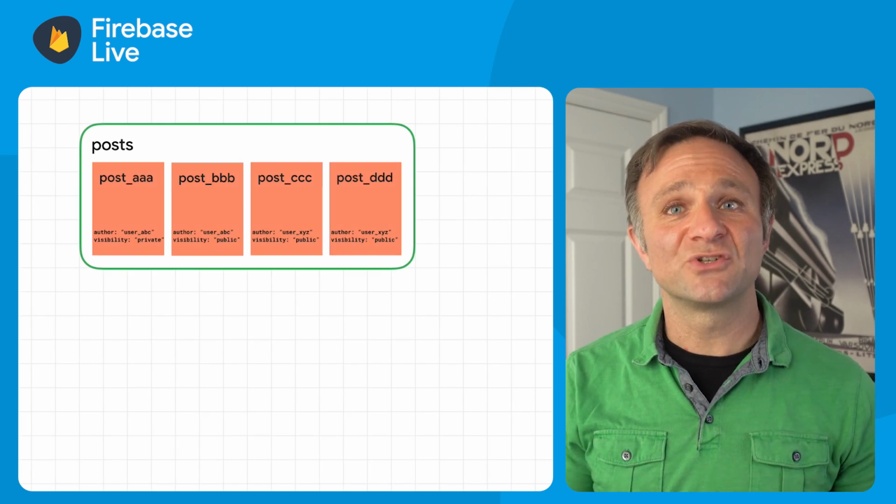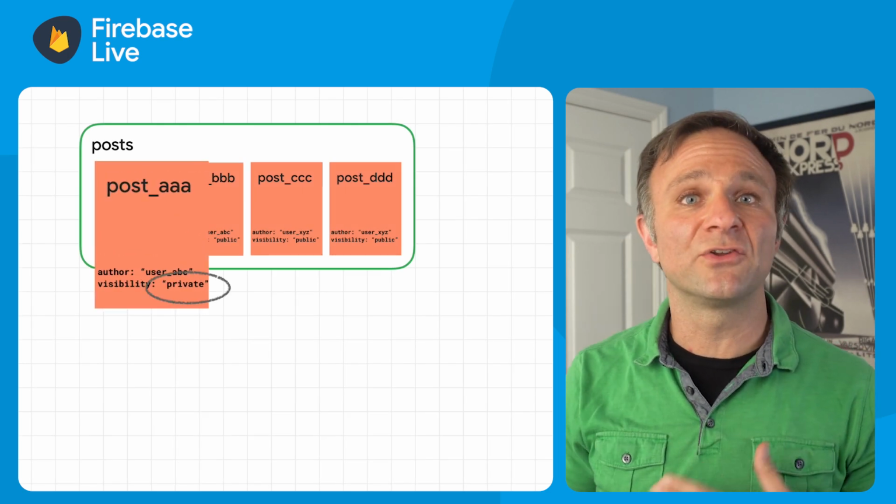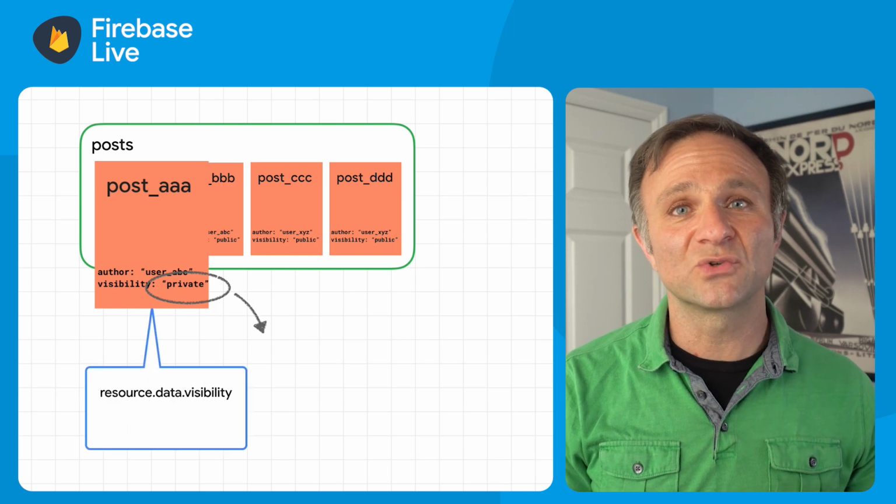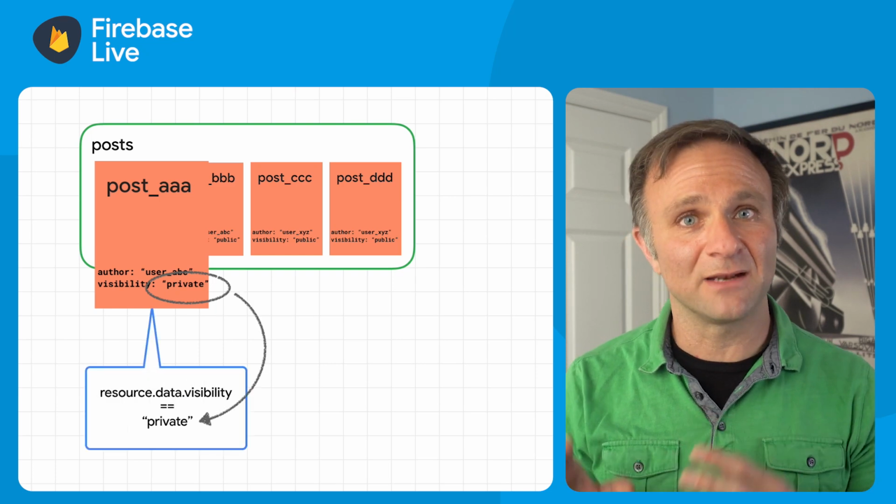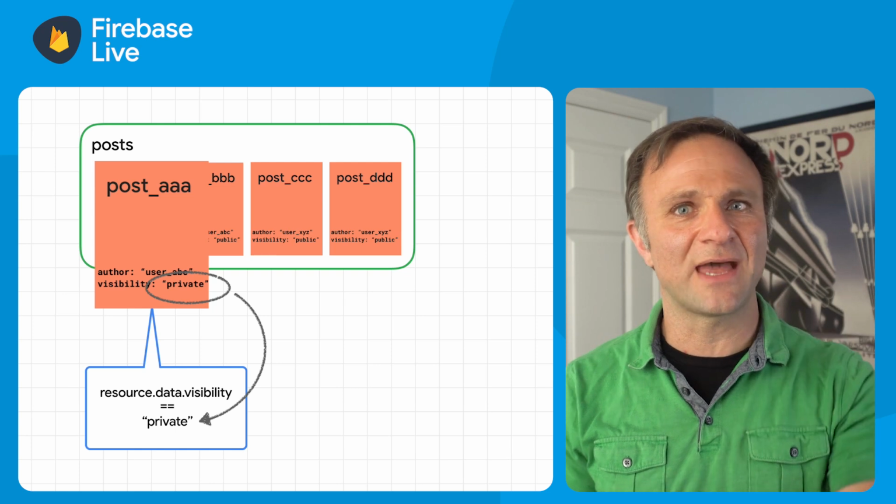So for instance, if I were interested in finding the value of this visibility field, I would do that by looking at the value of resource.data.visibility in my security rules. In fact, you know what? Let's do that right now.